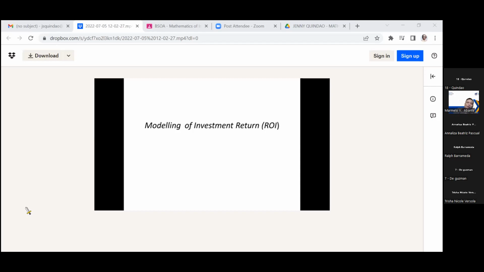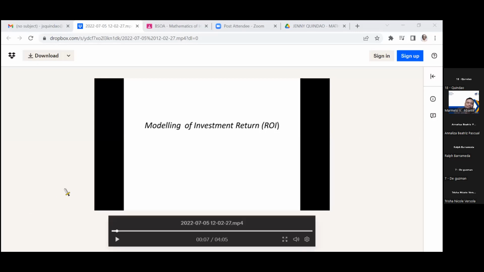A while ago, our presenter gave us the basic, simple formula for getting the ROI: net return on investment over cost of investment, multiplied by 100%. She also gave us an example of a computation. This time I just want to first hear a second presentation related to modeling of investment return before I continue to give you some inputs related to ROI. Okay, go ahead.